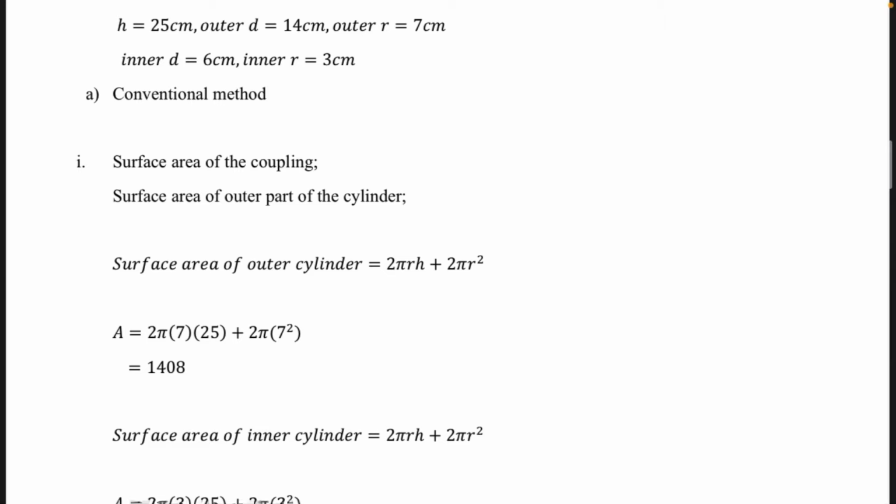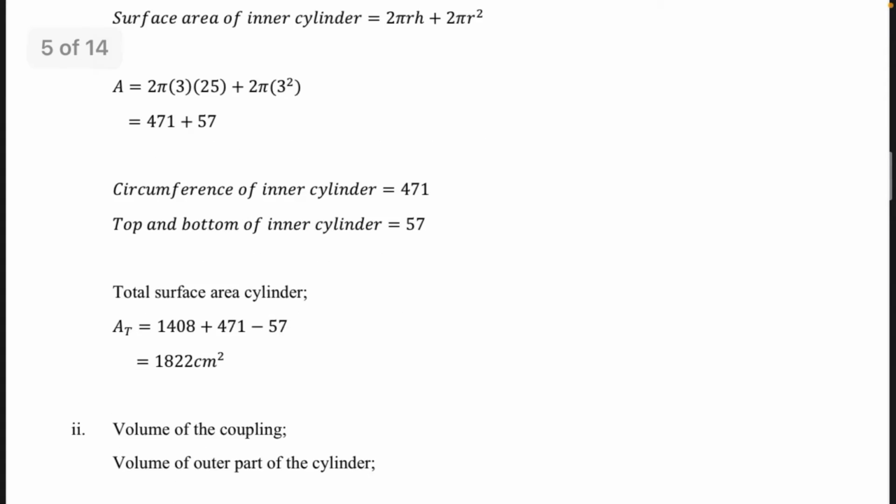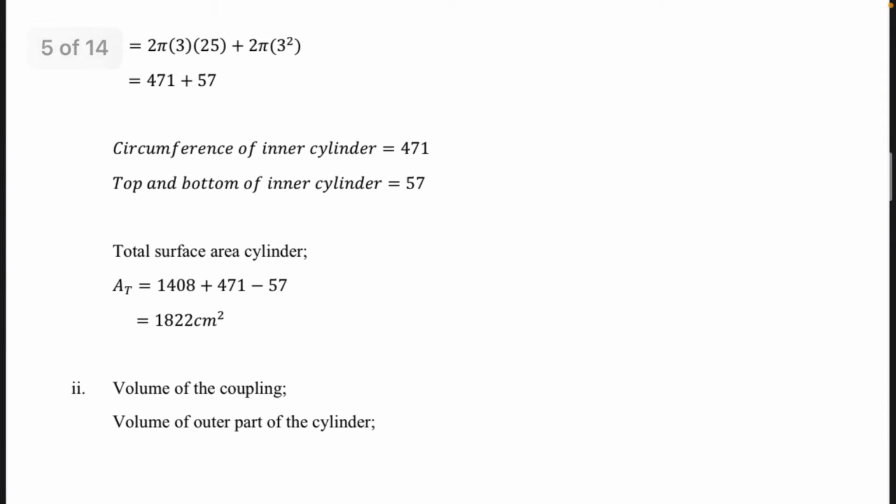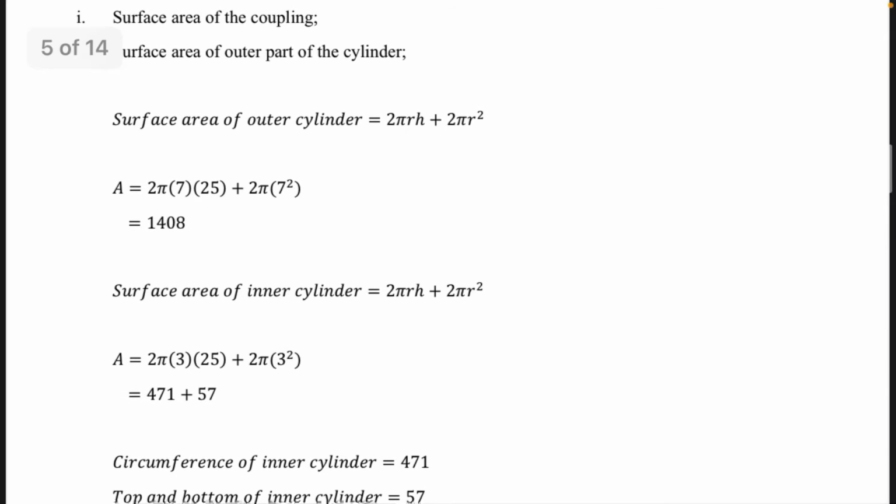Okay, conventional method for the surface area of the coupling. We calculate the surface area of the coupling as the total surface area of the outer cylinder plus the circumference of the inner cylinder minus the top and bottom of the inner cylinder. We get this by keying in the formula of the surface area of the cylinder, which is 2 pi r h plus 2 pi r squared.